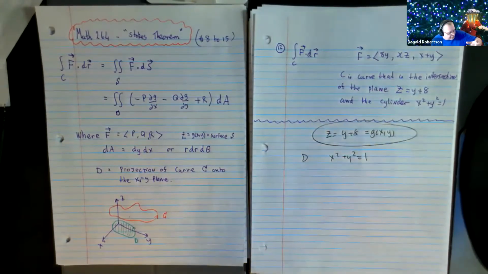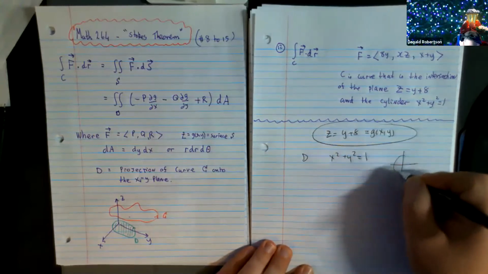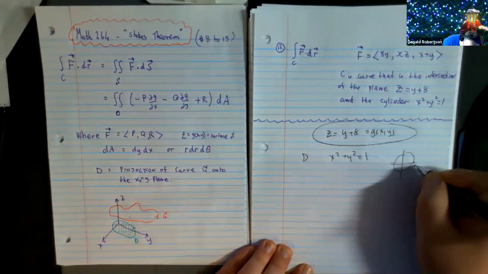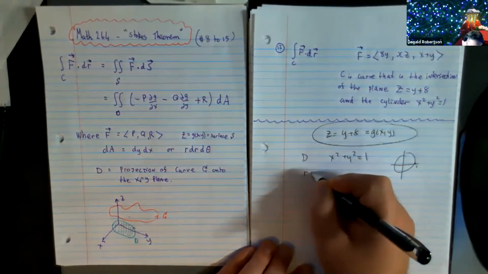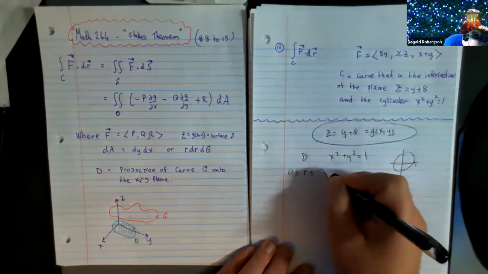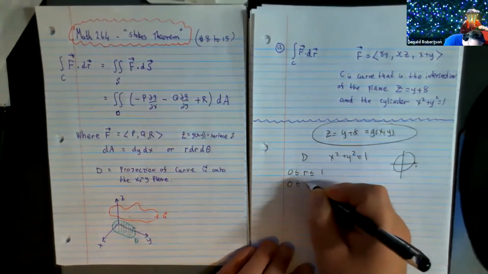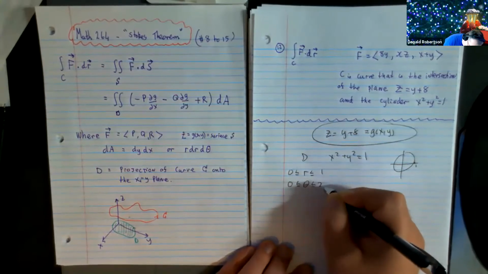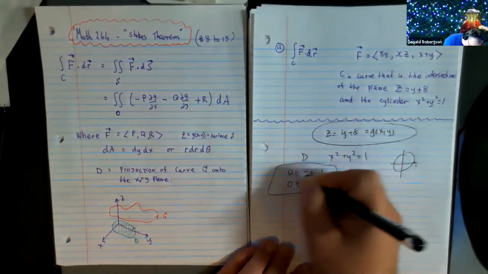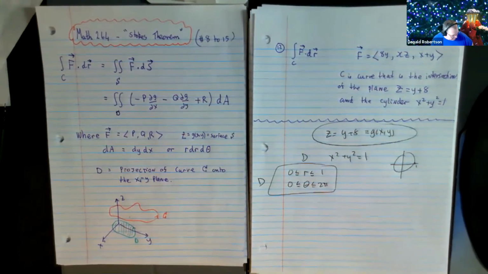Can you imagine a vertical cylinder being cut by a diagonal plane? Right. The surface might look like an ellipse, which it does, but won't you see D on the floor as just being a circle? Right. And so the circle is this guy with a radius of 1. So we have 0 to 1 and 0 to 2 pi. Now you can't get much nicer than those two.